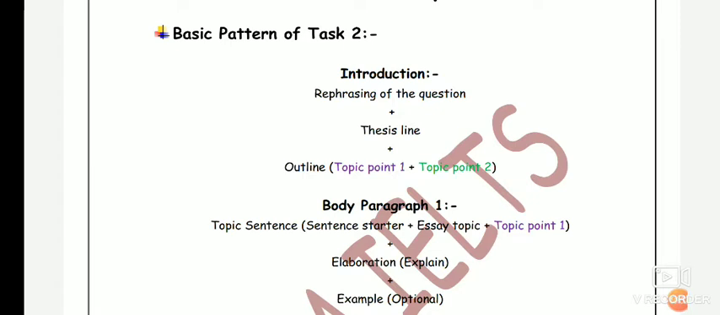The outline means you have to write a topic point 1 and topic point 2, which you will describe in the paragraphs. Whatever two points you will be discussing on your question, you write those two points here. You do not explain them in the outline. You explain this topic point in paragraph 1.